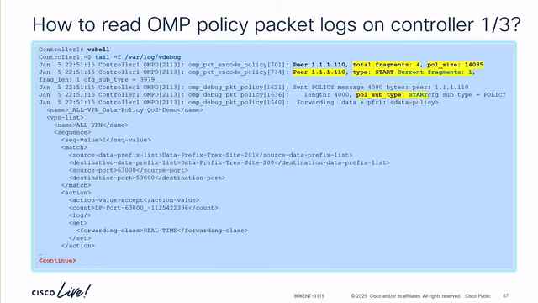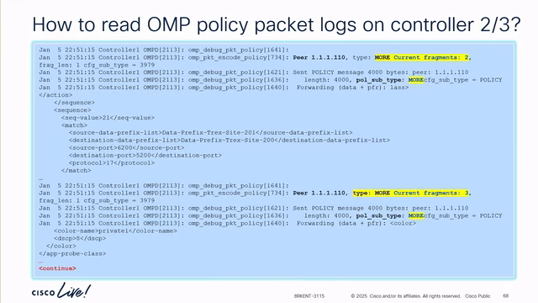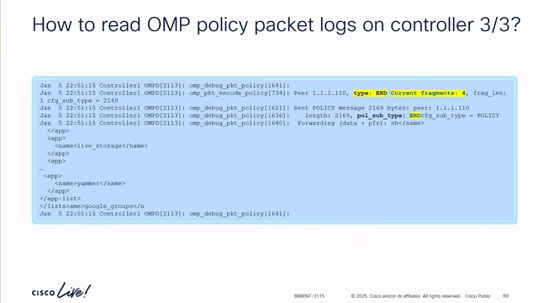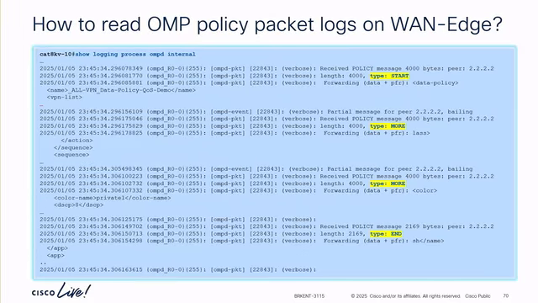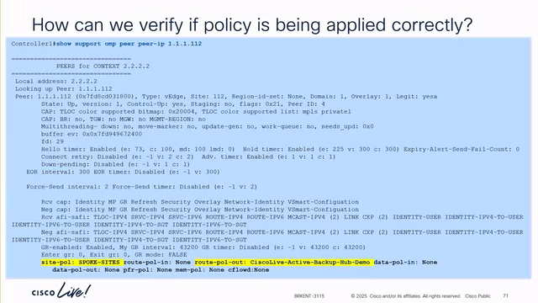The first fragment is sent with the type value start, then the more packets are sent, and the last packet is sent with the type value set to end. It means that the policy is being sent successfully. The same thing you can see on the WAN edge device. You need to enable these traces and the debugs, and then you can see those messages also.